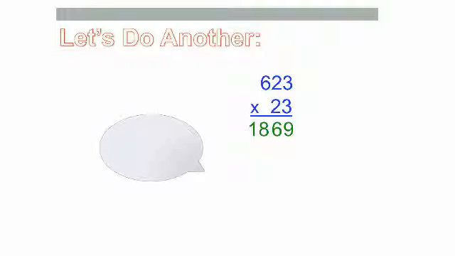Next, we will multiply 623 by 20. Since the 2 is in the tens place, we can't forget to add the 0. Then we will multiply 2 times 3 to get 6, 2 times 2 to get 4, and 6 times 2 to get 12. Next, we add the partial products, and our answer is 14,329.